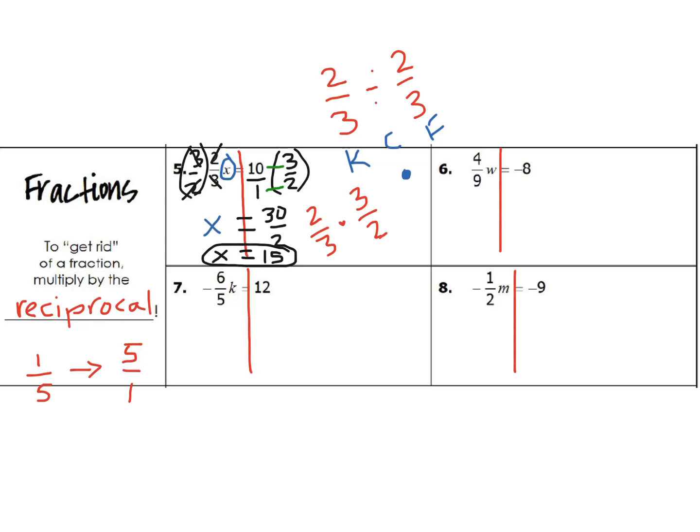Hopefully you were able to follow along pretty well with that. Just in case, we are going to do a couple more examples, all right? Number 6, 4/9 times the variable w is equal to -8. So I drew my rows line, I circled my variable. Now I am going to multiply both sides by the reciprocal of this fraction. So 9/4 and 9/4. All this will reduce to 1.